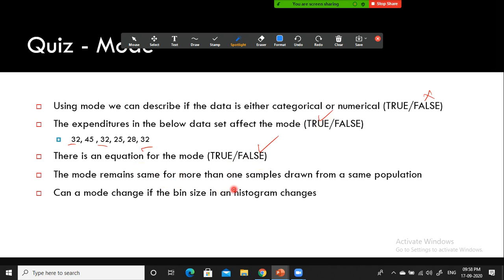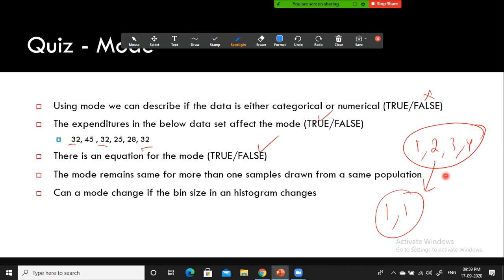The mode remains the same for more than one sample drawn from the same population. The same question. You remember I took 1, 2, 3, 4 as the population data. If I draw a sample with replacement, I have one sample, and the mode is there. Another sample, I can have 2 comma 3. If I draw multiple samples, we cannot say that the mode is the same in all the samples, right? We cannot say, hence this statement is false.